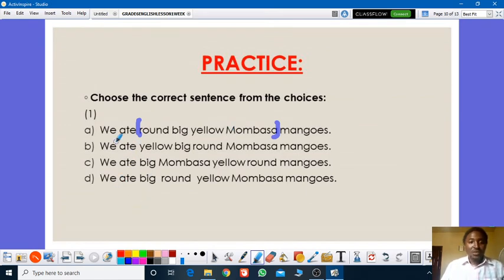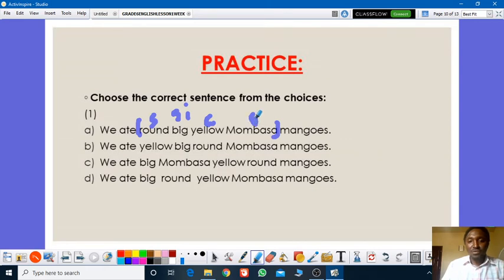And we can see he ate round. That one automatically it is wrong because we don't begin with shape. We have learned that we should begin with size. So round is shape, you can write S. Big is size, you can write SI. Yellow is color, and Mombasa is origin.